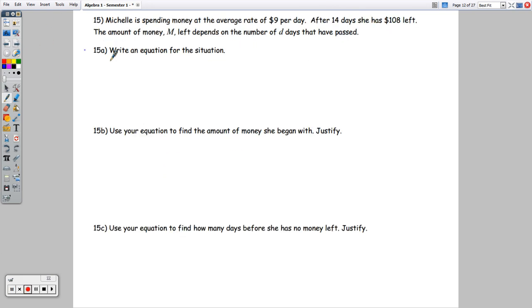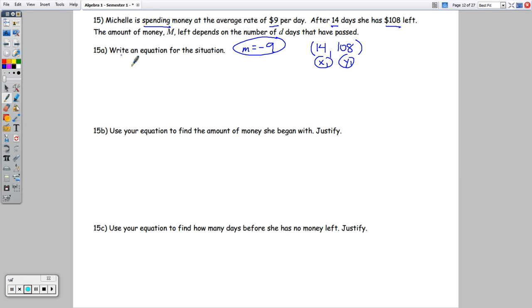Looking next then at number 15, let's say Michelle here is spending money at the average rate of $9 per day. So she's spending money at a rate of $9 a day. That tells me that M equals -9. And then after 14 days have passed, she has $108 left. So that means your X1, Y1 is going to be 14 and 108. So that's X1, that's Y1.